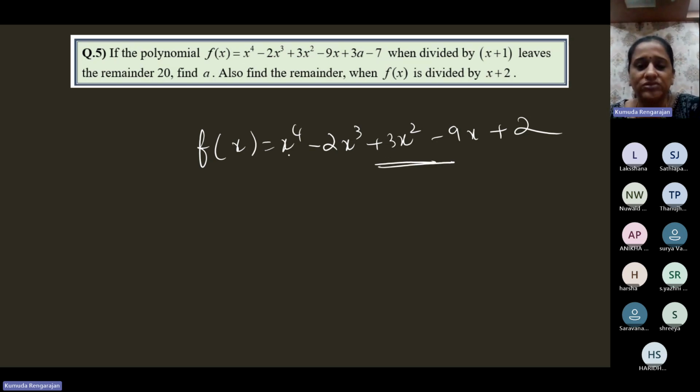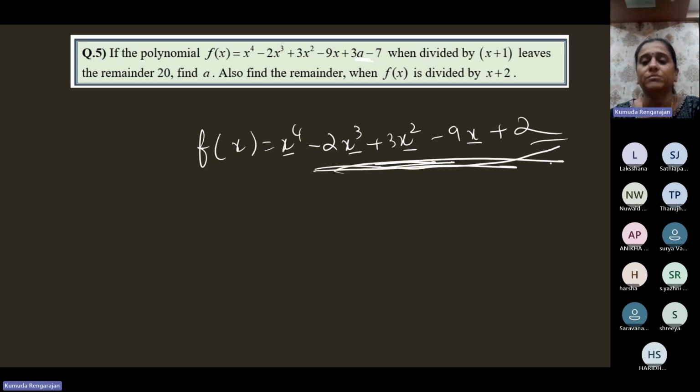Now it's complete. You can see x power 4, x cubed, x squared, x and the constant. There is no other unknown other than x, the variable. So now the polynomial is complete. Earlier it was not complete because there was a. Other than the variable, there was another unknown a. So now it's complete.